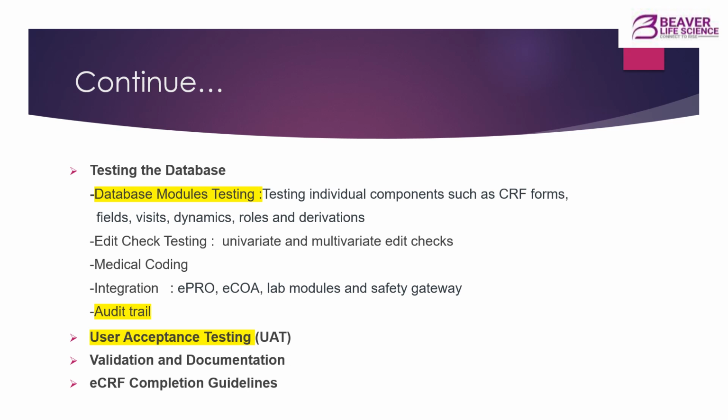Next is audit trail. So what is audit trail? Audit trail is the procedure, or the activity, in which all the changes are recorded: who made them, and at what time we performed the changes.